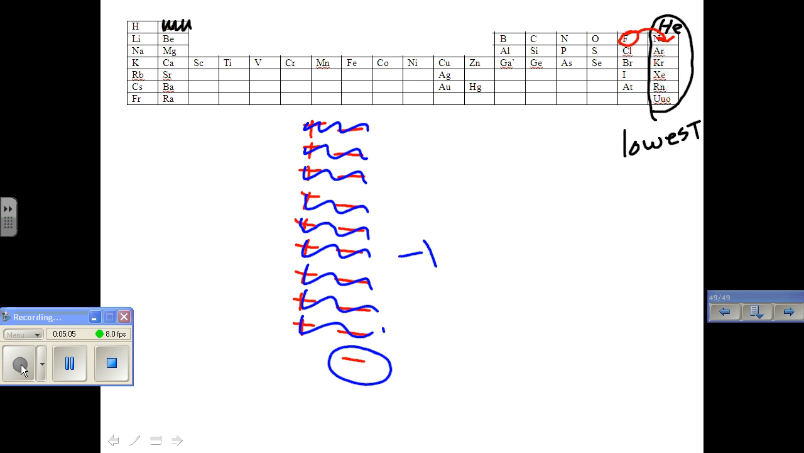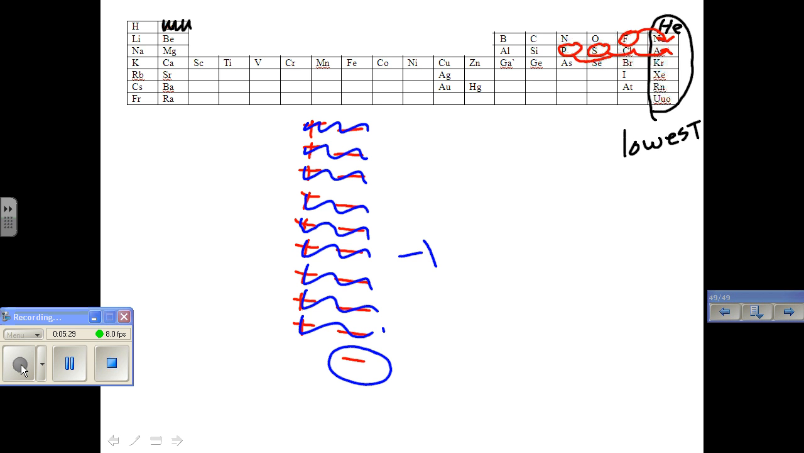Well, in the same way, sulfur would need to move 2 to look like argon. So sulfur would have a -2 charge. Phosphorus would have one more square, one more electron it would need to steal. So it would have a -3 charge.